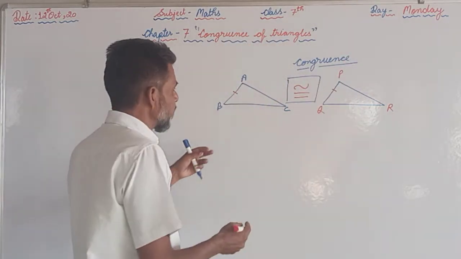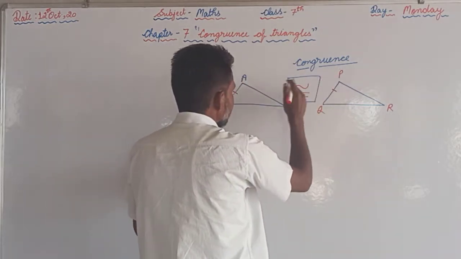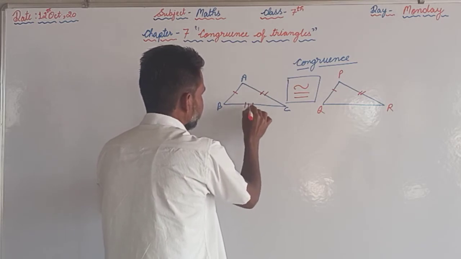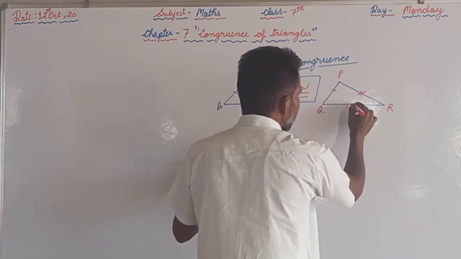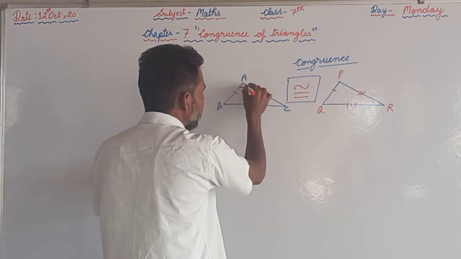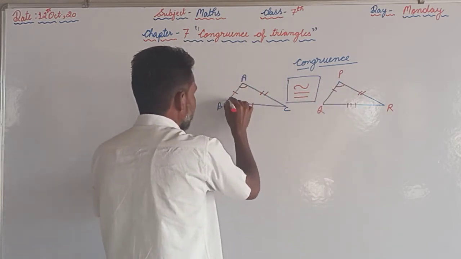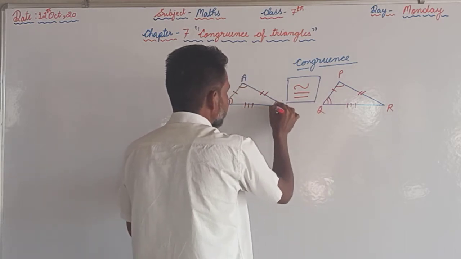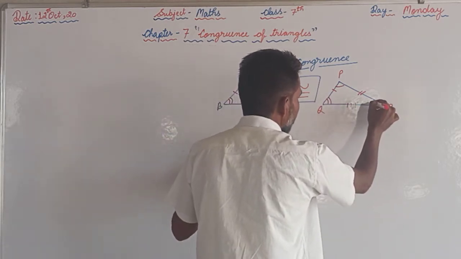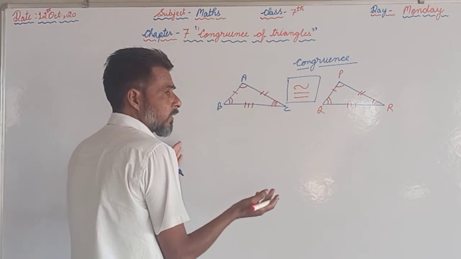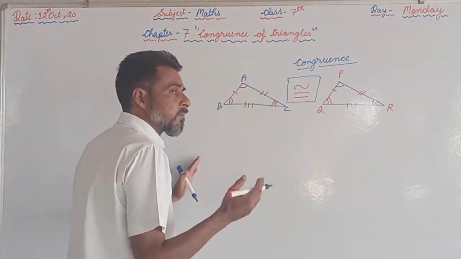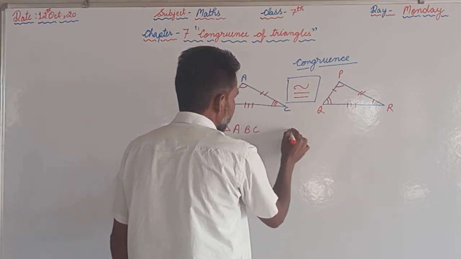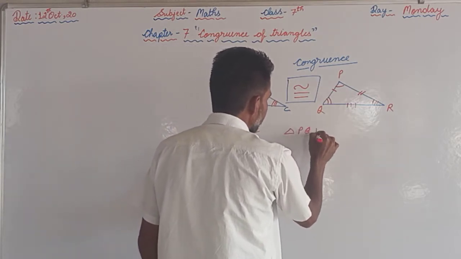These triangles will be congruent if AB is equal to PQ, AC is equal to PR, and BC is equal to QR. At the same time, angle A will be equal to angle P, angle B will be equal to angle Q, and angle C will be equal to angle R. If the triangles are congruent, then their corresponding parts will also be the same, and we can write triangle ABC is congruent to triangle PQR.